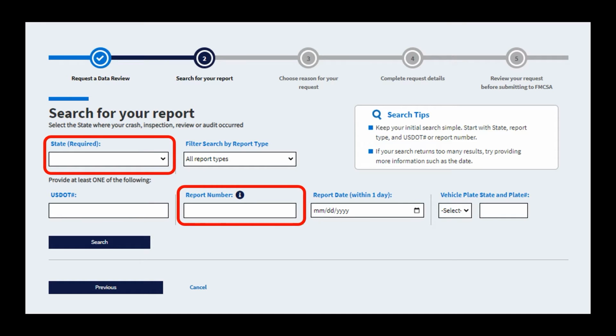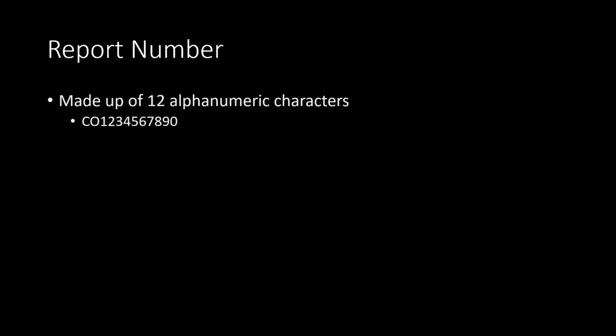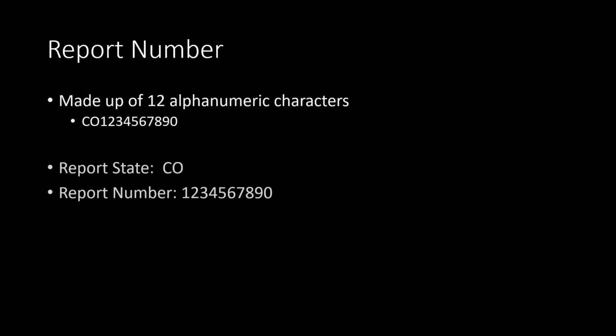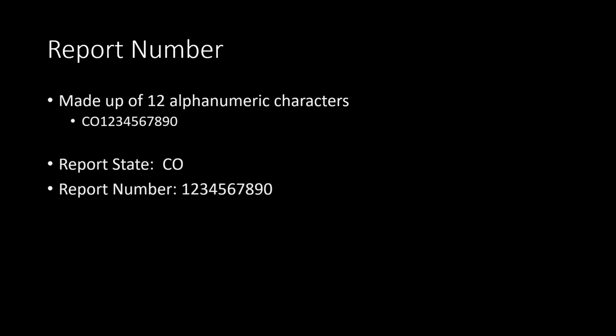Now, a quick side note on the report number. In FMCSA systems, when they're talking about a report number, usually they're talking about a string of characters that begins with a state, in this case CO for Colorado, followed by 10 characters, and they could be letters or numbers. But there are also other systems like DataQs and inspections, where they actually split up the report number into two parts. One is the state, and the other, what they call a report number, is just the 10 characters that follow.